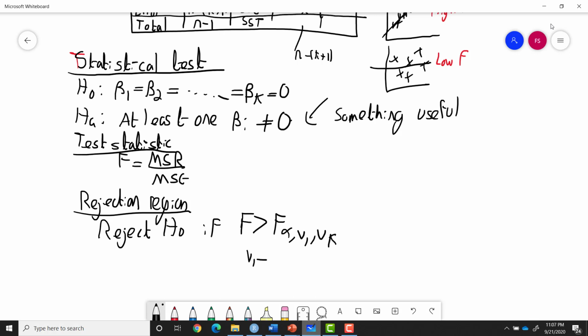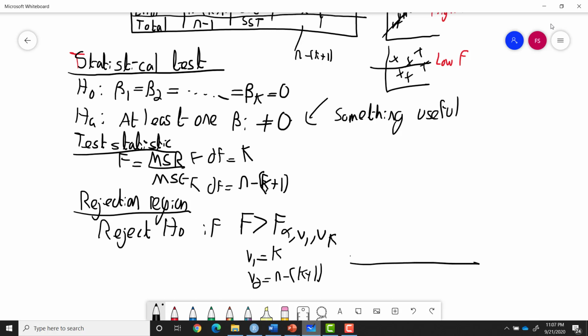So v1 is the numerator degrees of freedom. So that is k. And we also have the degrees of freedom here, which is n minus (k plus 1). So v1 is k, v2 equals n minus (k plus 1). Now, of course, if you're doing business stats, you would look it up, and it looks a little bit like this. It's a little bit like the chi-squared, but even more skewed. So this is my F alpha.